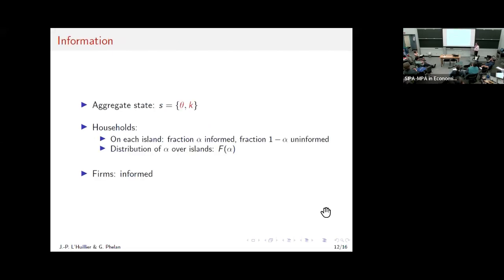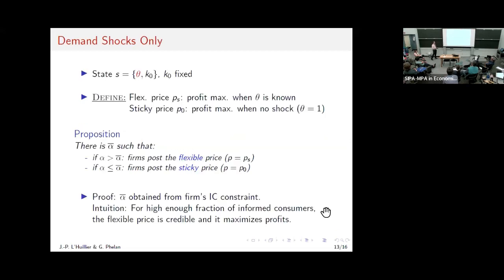Okay, information. As I already explained, the aggregate state is given by theta and k, so the realization of the demand shock and the realization of the supply shock. Of the households on each island, a fraction alpha is informed, and the fraction 1 minus alpha, the complement, is uninformed about the aggregate price. And there's a distribution of alpha across islands because I want to have heterogeneity across islands. That's going to give me that some islands adjust, some islands don't adjust depending on alpha, and that allows me to define a Phillips curve in the aggregate economy. Firms, by assumption, are informed about the state of the economy.